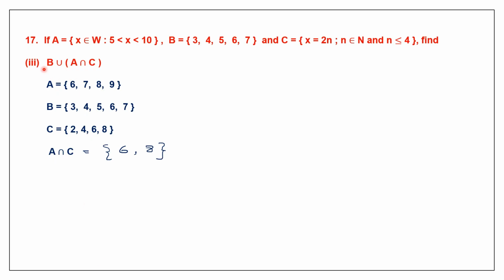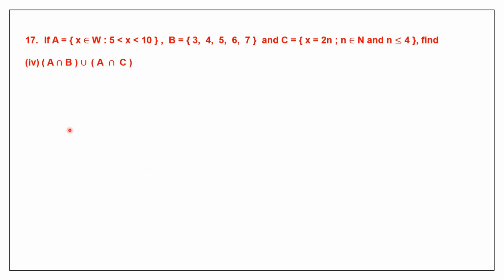Now we can find the union of B and A intersection C. So first what we're going to do is write out all the elements of set B. That is 3, 4, 5, 6 and 7. These are all the elements of set B. Union means we include the other set also, which is A intersection C, 6 and 8. 6 is already there, so we're only going to write 8. So these are all the elements of the union of B and A intersection C. 3, 4, 5, 6, 7, 8.